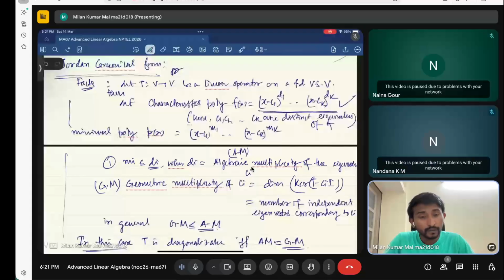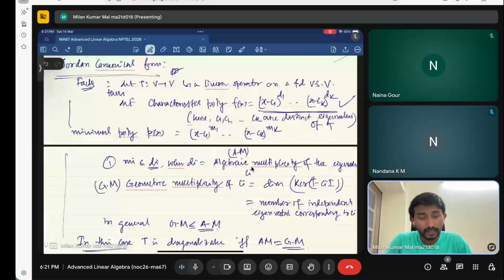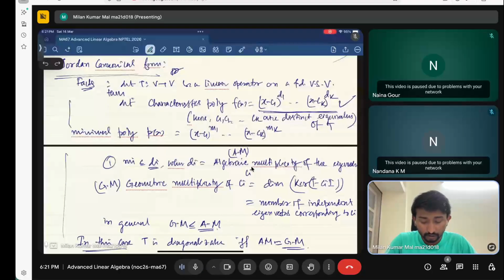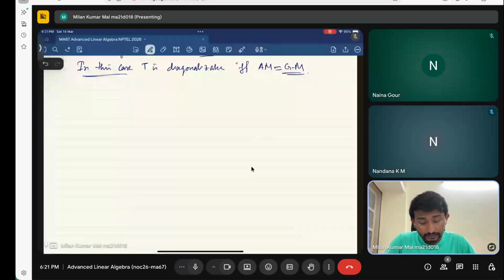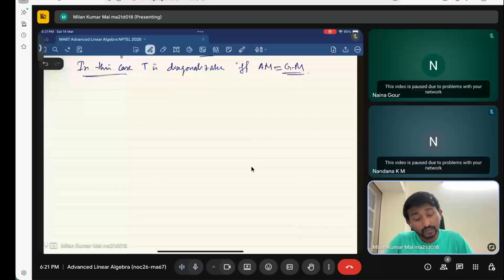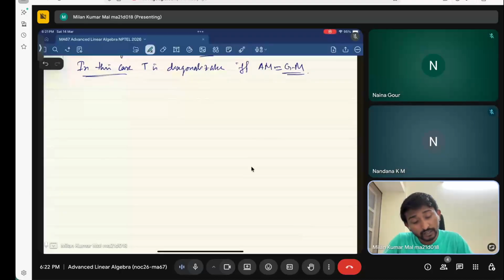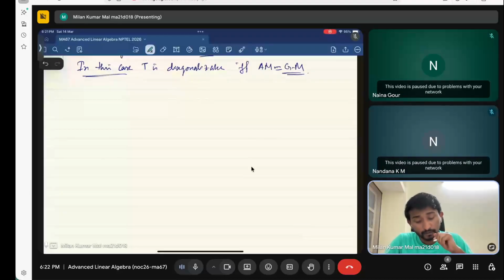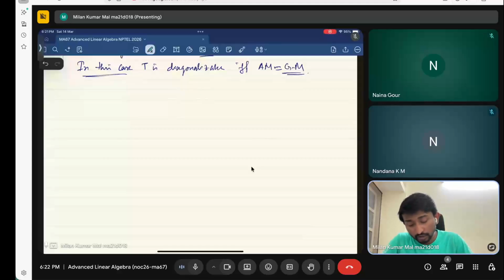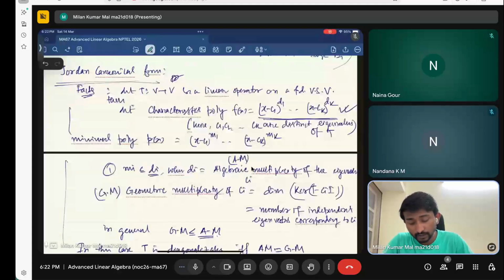The characteristic polynomial need not always look like this. There can be some factor of degree 2 or degree 3, and I will encounter those things also. But let me first write the Jordan canonical form. So whenever we have this type of thing, I'll explain the Jordan canonical form later.